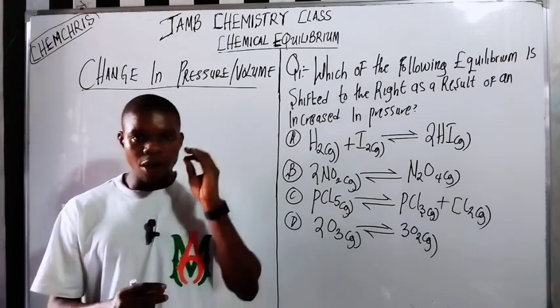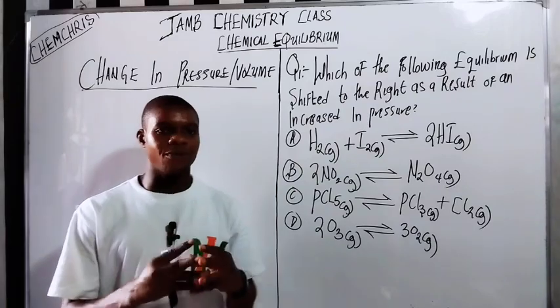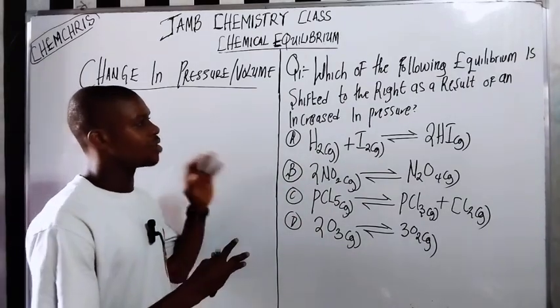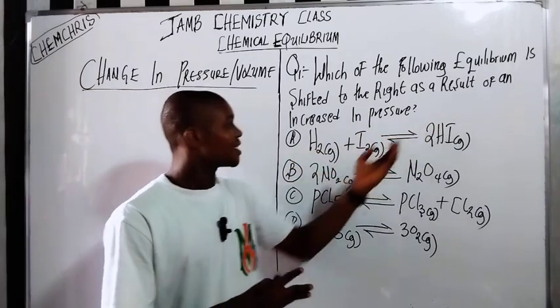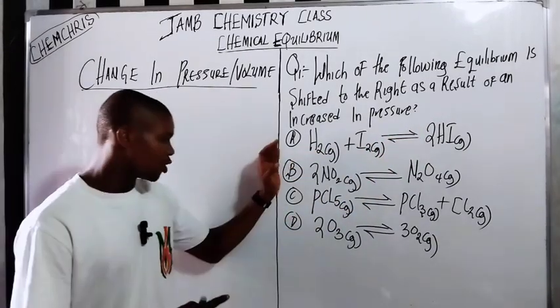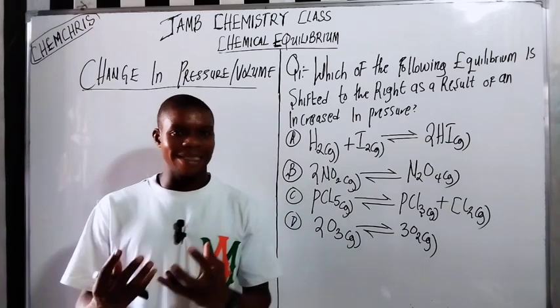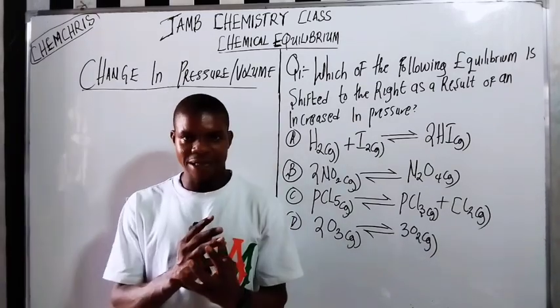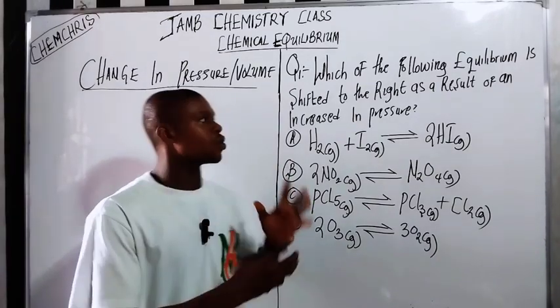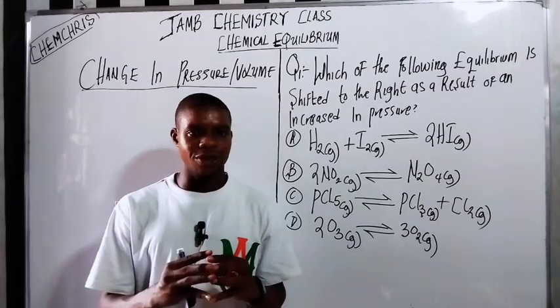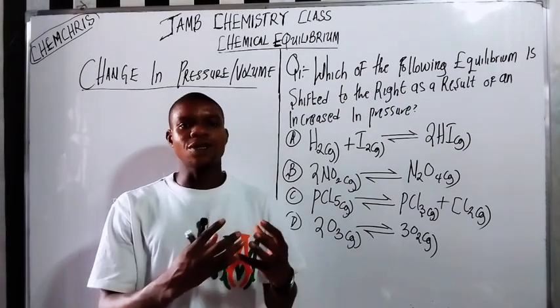Now you have to see a lot of questions when it comes to this type of question. If you look at this one here: which of the following equilibrium is shifted to the right as a result of an increase in pressure? By the end of this video, I'm going to walk you through step by step on how you can answer questions like this. I will answer about 5 to 6 questions on this change in pressure and volume. Then we have to look at what past questions you get. So this is a sequel video.